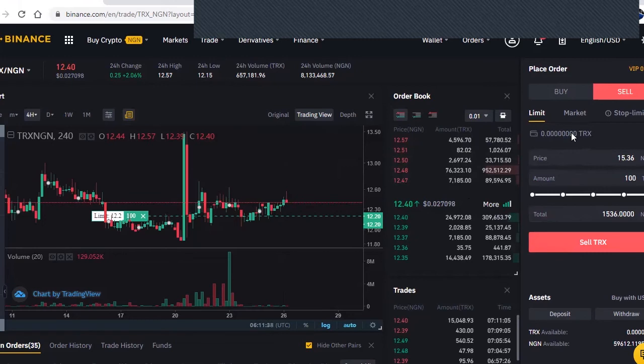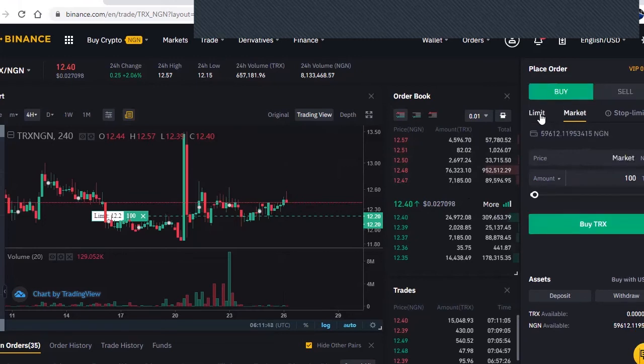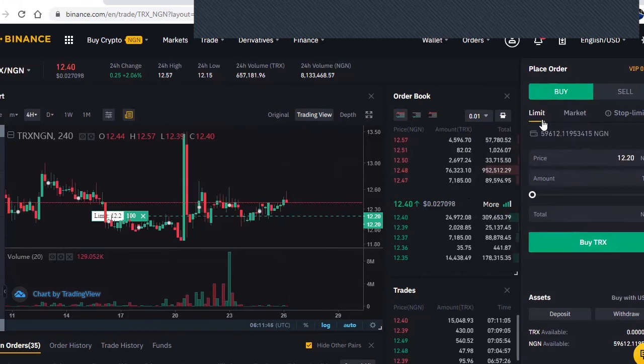All right, so let's look at the limit and the other box, where you place your order. Okay, so the limit means that you dictate the price, either on the sell or the buy, whether you want to place a buy order or a sell order. So you dictate the price.